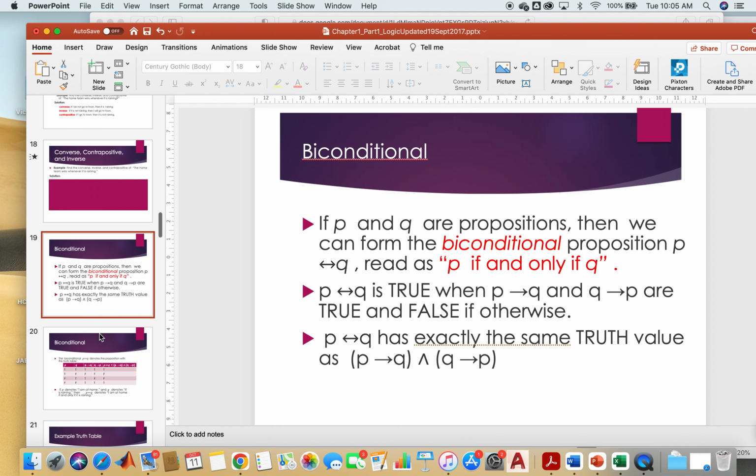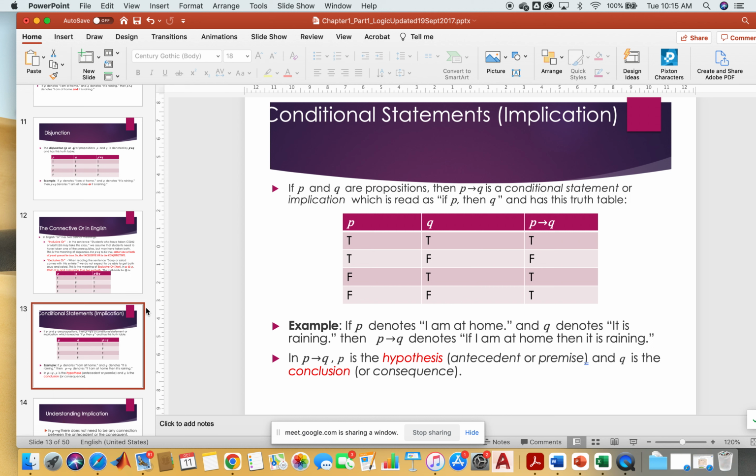And if you notice the truth table here, we can say that for the first three, this implication looks like it follows the conclusion, except for the last one. If P is false and Q is false, the truth value will be true. So this one is a bit different. The bottom three look like they follow the conclusion. Easy for you to remember.